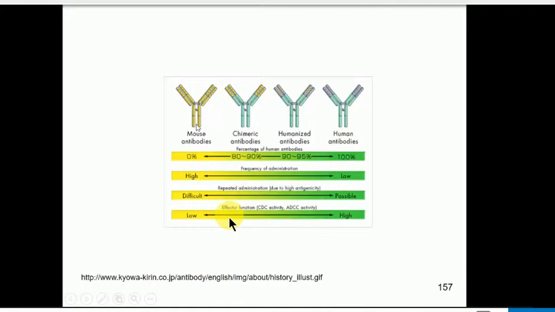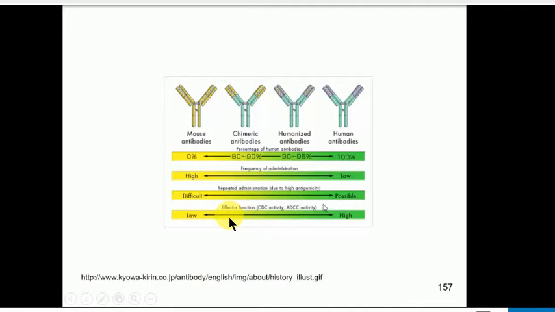So this is the same diagram, essentially: mouse, chimeric, humanised and fully human. This top line shows what percentage of the molecule is human and what percentage is mouse, so 0% human here, 100% here. If you're going to use these therapeutically, how often do you have to keep on using them? It's very high if it's a mouse antibody, it's low if it's a human antibody. How effective is the repeated administration? It's poor here because the immune system is going to provoke an immune response, whereas it's pretty good with the human ones. And how well do they work?